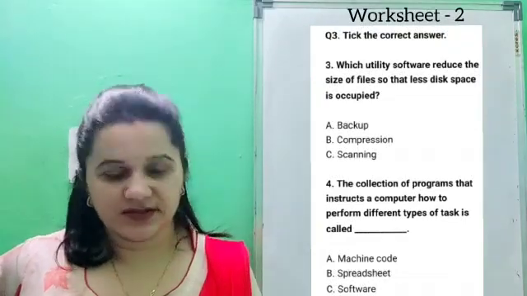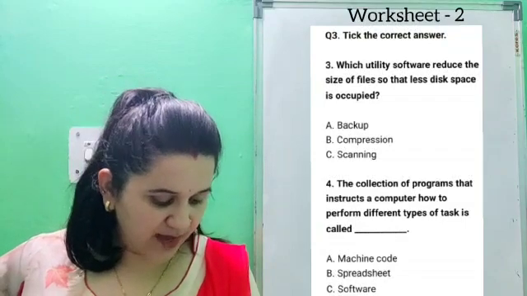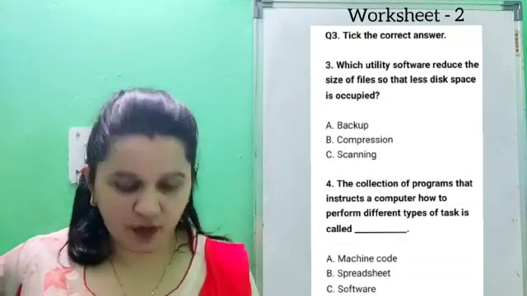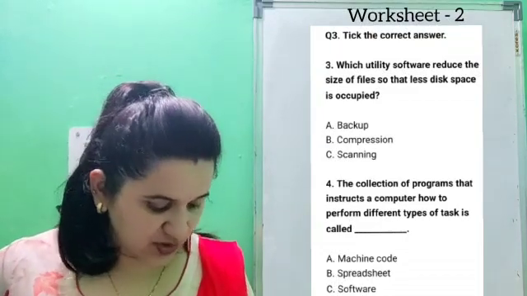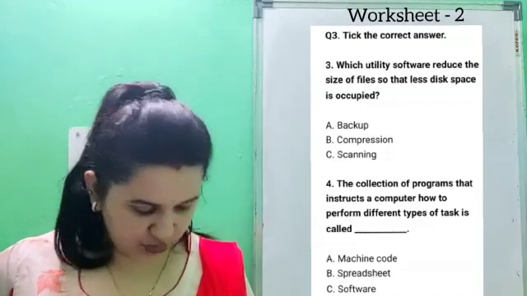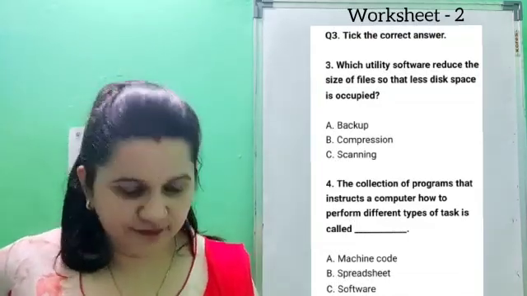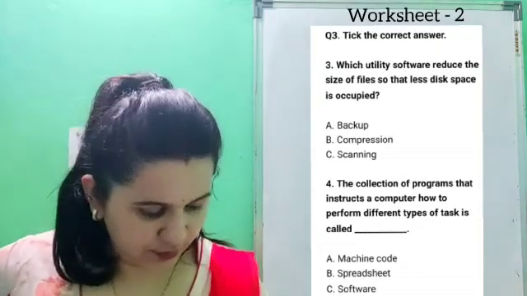Just write it down. Now the fourth one, the collection of programs that instructs a computer how to perform different types of tasks is called dash. Options are A, machine code, B, spreadsheet, C, software. Okay, whichever is the right answer, just write it down directly in your notebook.